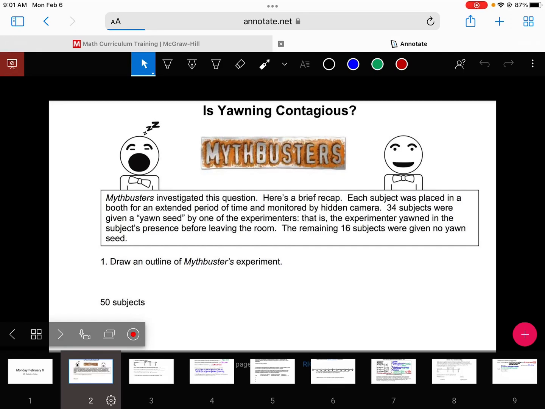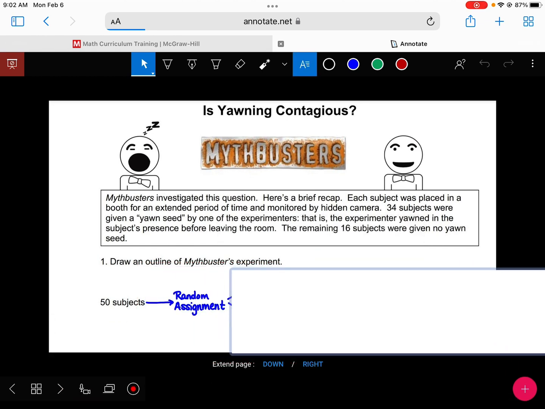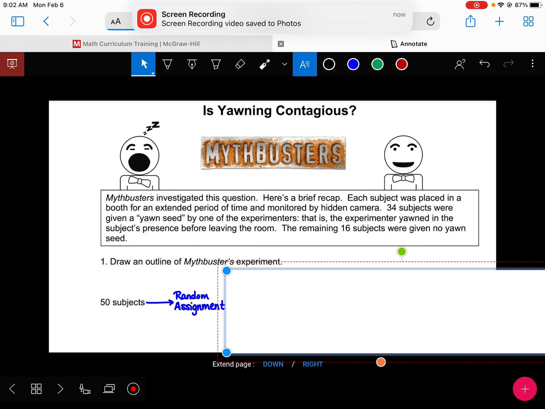So what is the first most important thing when we're talking about an experiment? Random. We need random assignment. Have to have random assignment. Random assignment into how many groups? In this case, they split them into 2 groups.